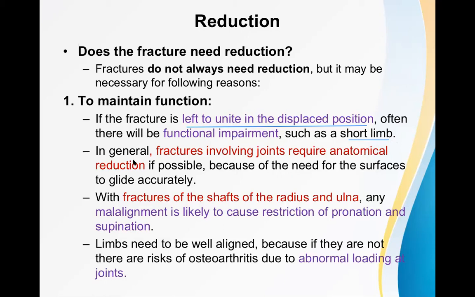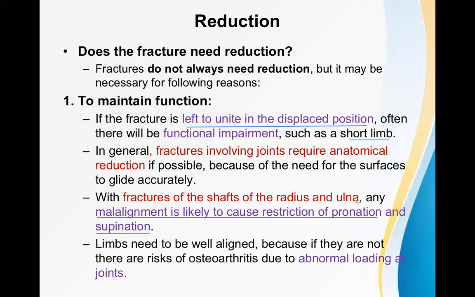In general, fractures involving joints require anatomical reduction if possible. Otherwise, the functional loss of the joint will happen. With fracture of the shaft of the radius and ulna, malalignment is likely to cause restriction of pronation and supination. Now every student knows the meaning of pronation and supination. These are anatomical terms. These are the functions of our forearm, isn't it?